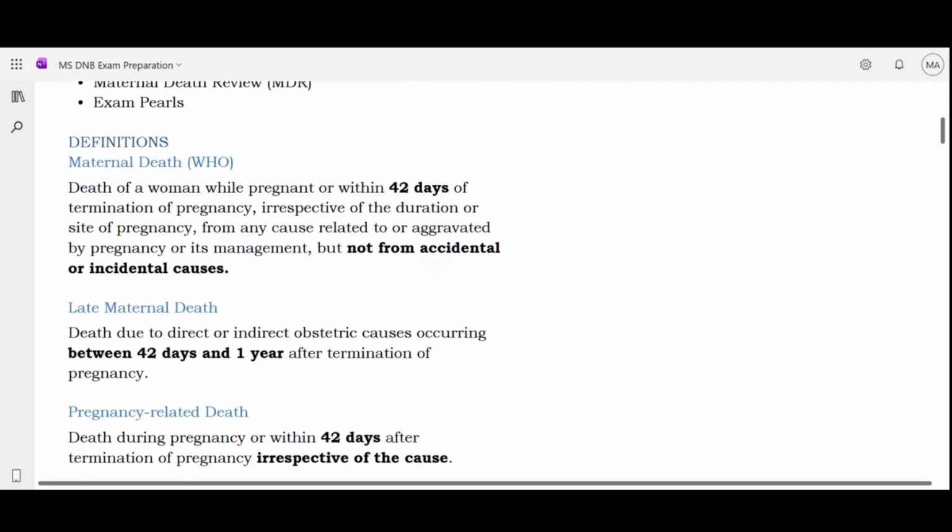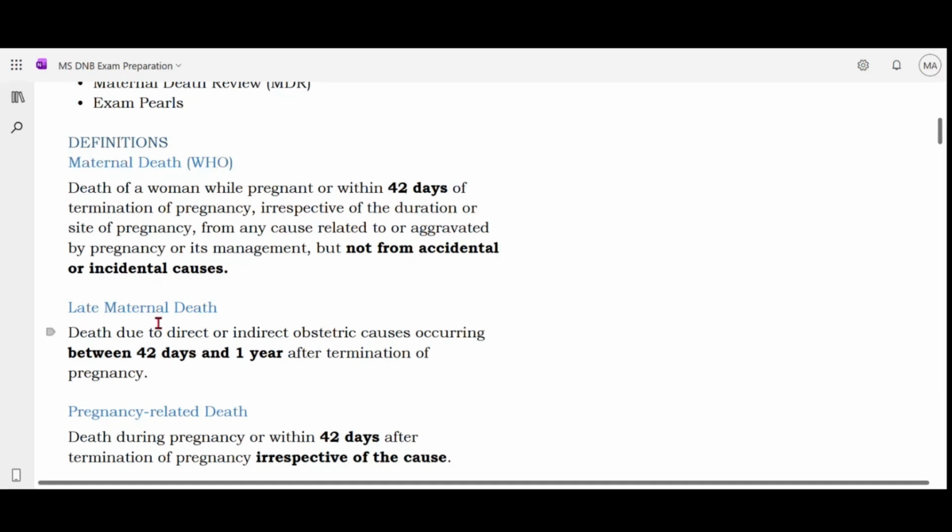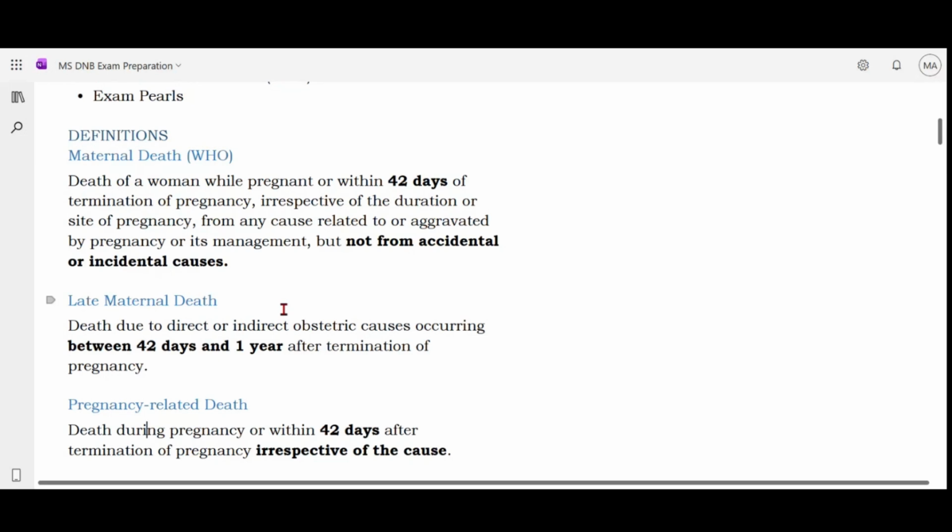So the maternal death, how it is defined by WHO. So it is the death of the woman while pregnant or within 42 days or 6 weeks of termination of the pregnancy, irrespective of the duration and site of pregnancy, and the cause of which is either related to or aggravated by the pregnancy. Late maternal death is death due to direct or indirect obstetric causes occurring between 42 days and 1 year. So up to 1 year, if there is a death due to direct or indirect causes, that is called late maternal death. Okay. Then next is a pregnancy related death.